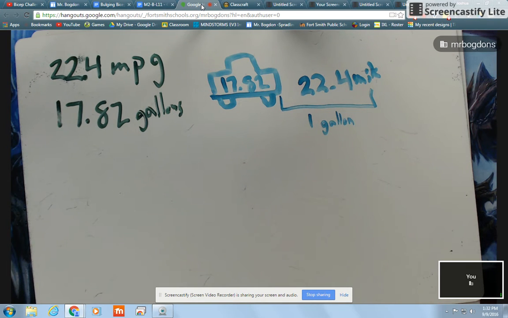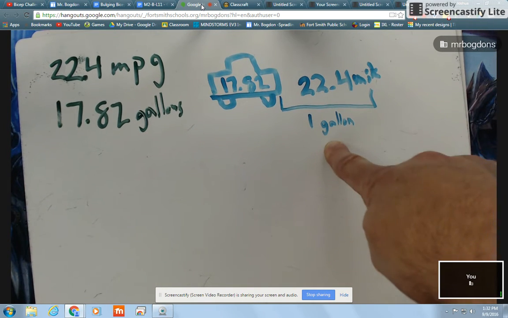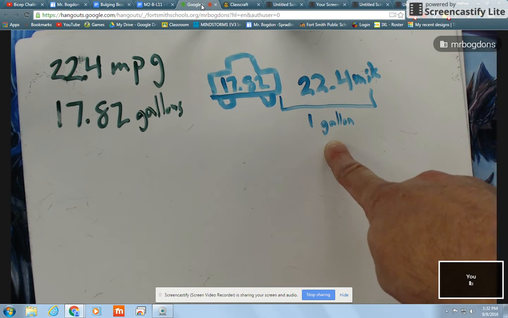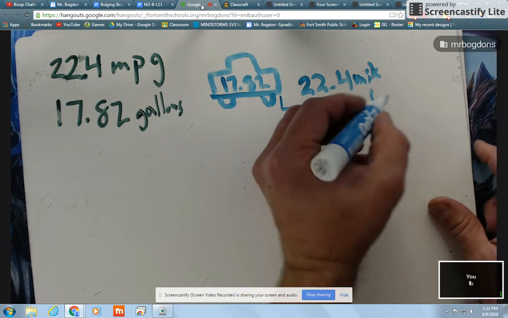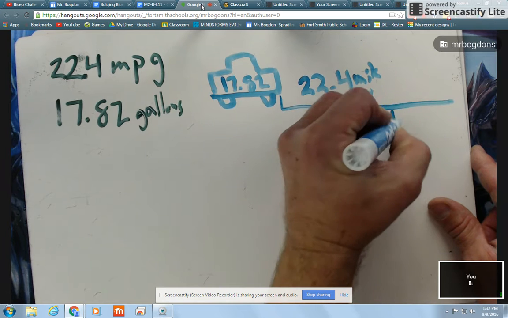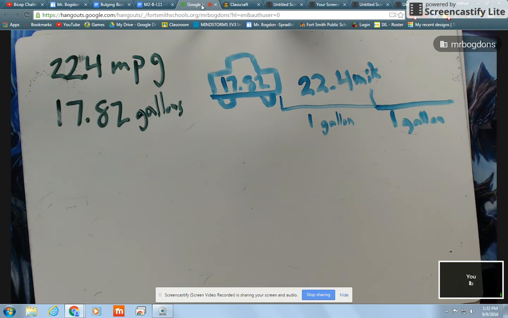Let's think critically about this. Look at my model. I only used 1 gallon. Gerardo says, yes, I do have gas. I've got about 16 and 82 hundredths of a gallon left. So this next gallon is going to get me how far? What's my miles per gallon? 44. No, just this next gallon. How far do I go on my next gallon?